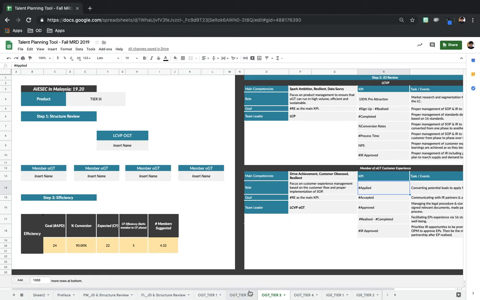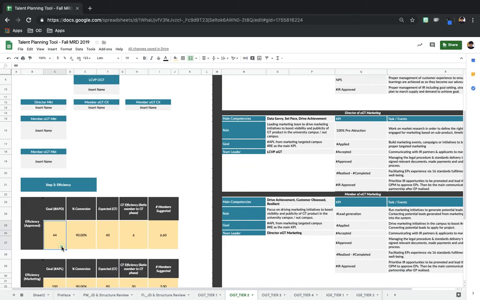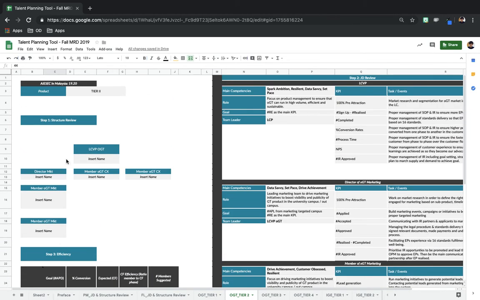When it comes to tier 2, the structure goes a little bit different. In this tier the number of exchanges can reach up to 44 already, so we suggest having a director of marketing in order to manage the market in the LCs or on the campus itself, because when you are delivering this number of exchanges, we assume you should already have a market defined. So you need more intense marketing to continuously boost this number.